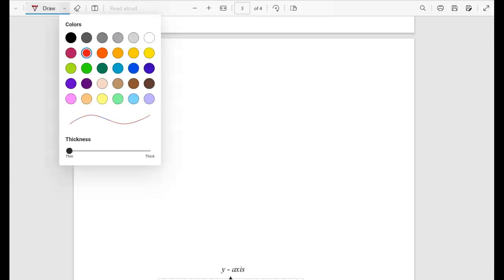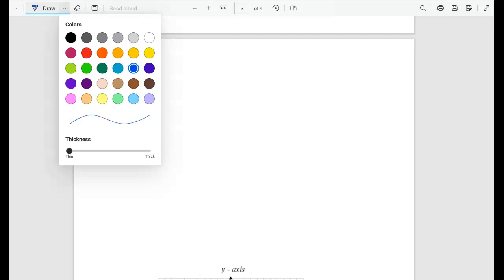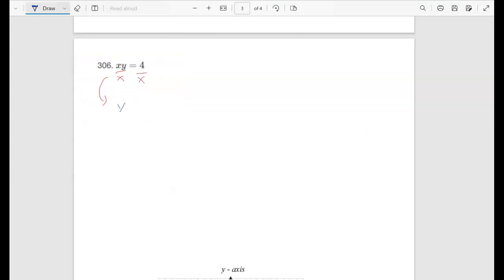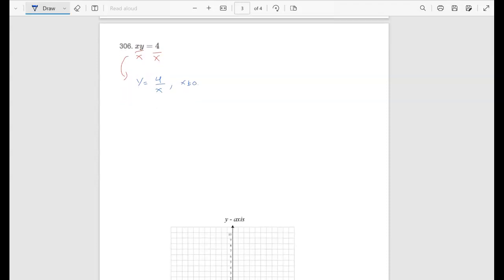The first thing I'm going to do is express it as a function. In this case, I'm going to be dividing by x's. For this particular equation, you have y is equal to 4 over x. Technically, x cannot equal 0 because we divided by x, and this is going to display it as an asymptote.